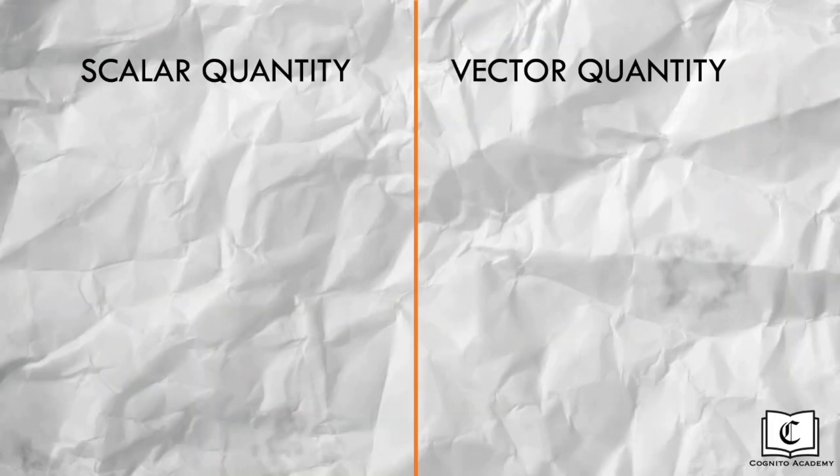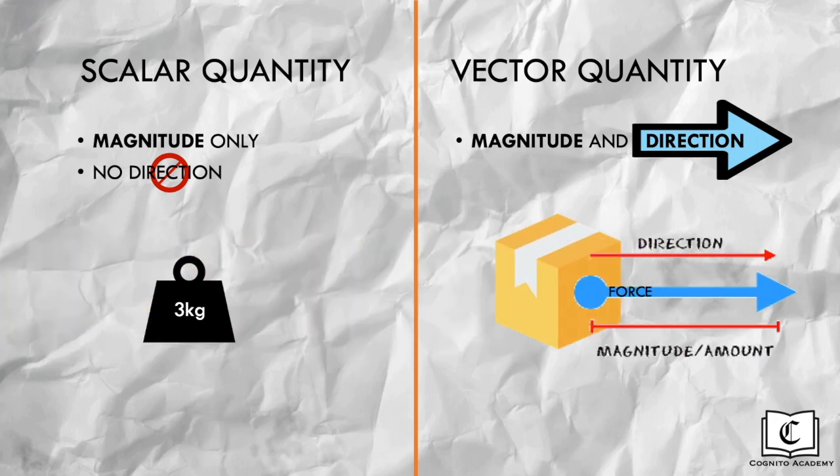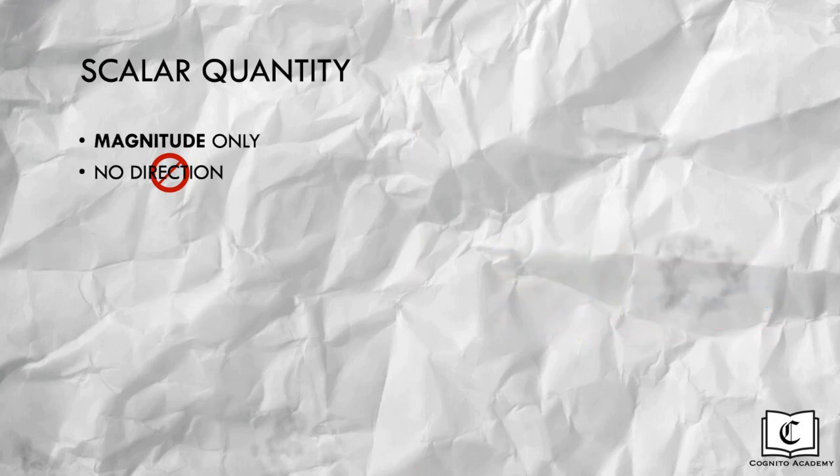Let's first see the difference between scalar and vector quantities. Both are physical quantities, just that scalar quantities only have a magnitude, while vector quantities have both magnitude and direction. Let's look at an example of a scalar quantity. Mass is one such scalar quantity, where it has a magnitude of 3 kilograms, but there's no direction associated with mass. On the other hand, a vector quantity like force has both magnitude of 3 newtons and a direction towards the right.